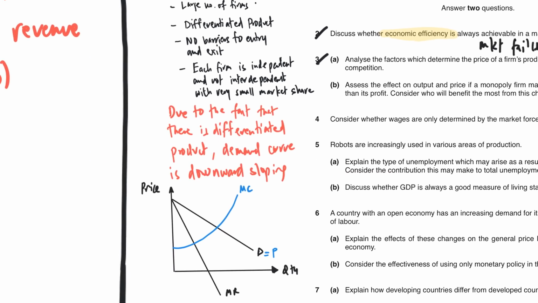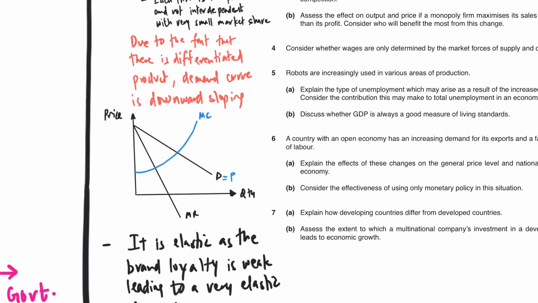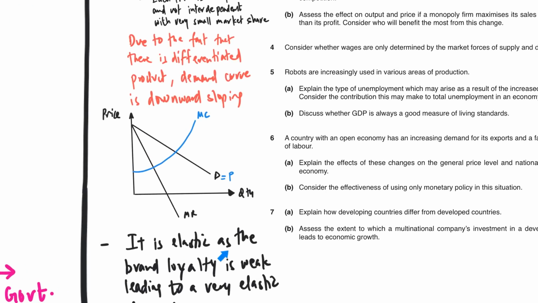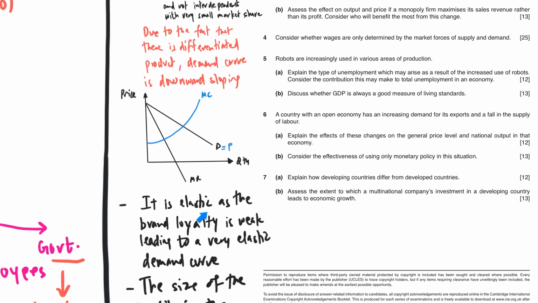So we will draw a very elastic demand curve for monopolistic competition, simply because the demand curve is downward sloping but very elastic, because although there is brand loyalty, that brand loyalty is very weak. So we wrote here that it is elastic as the brand loyalty is weak, leading to a very elastic demand curve. Now, because it's downward sloping, my MR will be below.